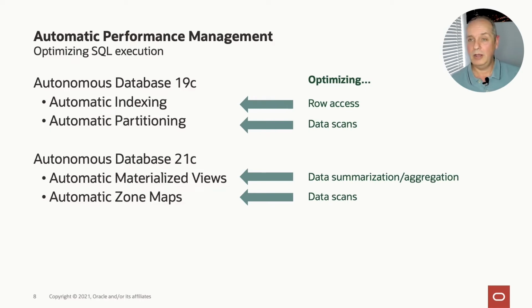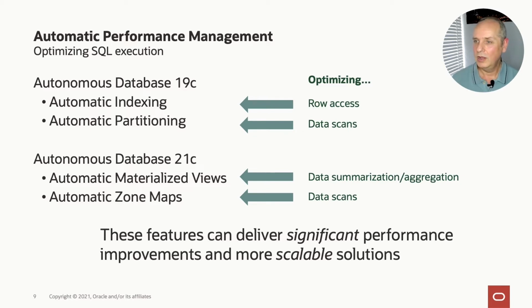Zone maps, somewhat similar to partitioning in the way that they can reduce the amount of data you need to scan. So the way zone maps work is that if we know that the data is clustered in any way, so there are regions of data that are related, we can in fact use zone maps to optimize what regions of storage need to be physically scanned. So again, they're really about reducing the amount of data that needs to be trawled through in the database to get the answers to the query.